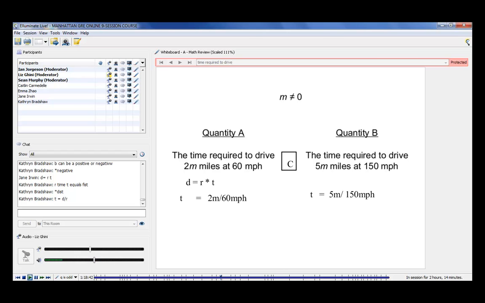Awesome. Okay, awesome. So our time is 1/30, versus 1 over 30. There we go. Or m over 30. Put that m in. Okay, good job, guys. Everybody got it. Awesome. Okay, let's move on.